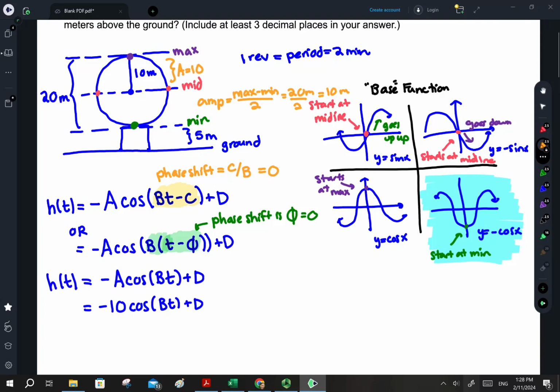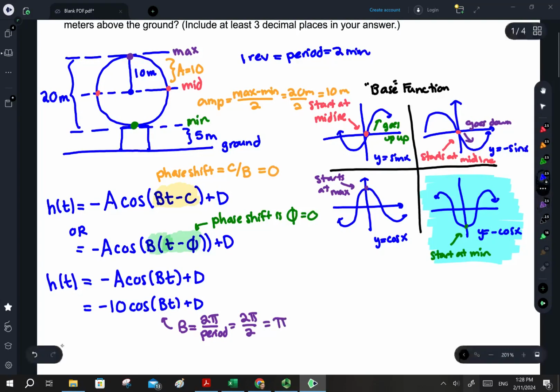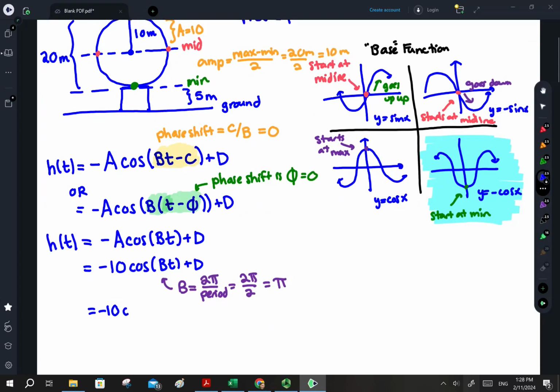Next, I need to figure out the value of B. Now, B is not the period. Sometimes people get confused and they think that B is the period of the function, but it is directly related to the period. The relationship between B and the period is that B is 2 pi over the period. So 2 pi over 2, so pi. So now I have that my h of t function is -10 cosine of pi t plus D.